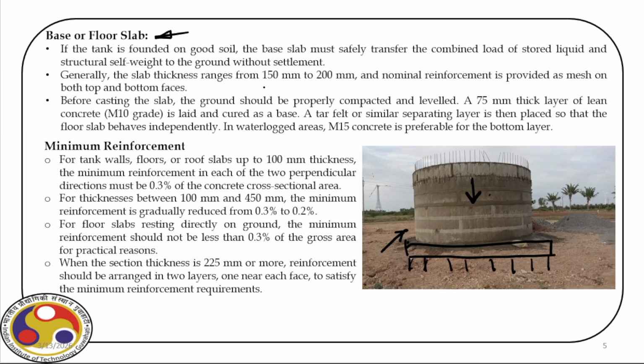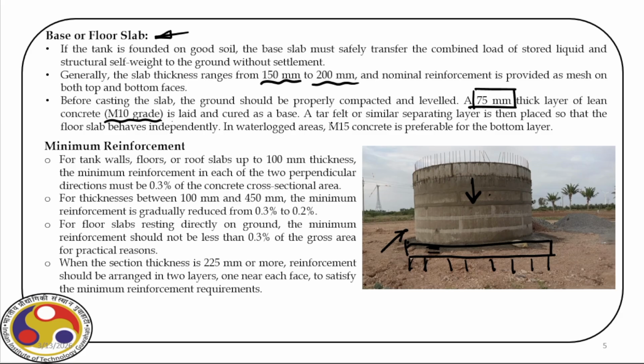Now, generally the slab thickness is in the range of 150 to 200 millimeter, and nominal reinforcement is provided as mesh on both top and bottom face. So, at the top and bottom, we provide the required amount of reinforcement, but in any case you have to provide a nominal reinforcement there. So before casting the slab, the ground is first compacted and prepared. Then once the soil below this base slab is prepared, lean concrete mix is normally laid, 75 millimeter thick, and it is made of M10 grade concrete.